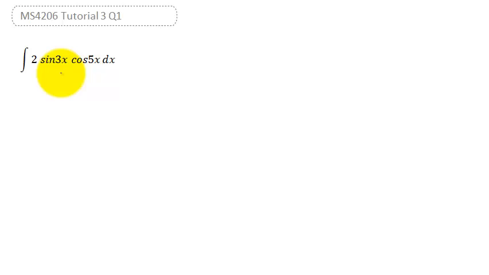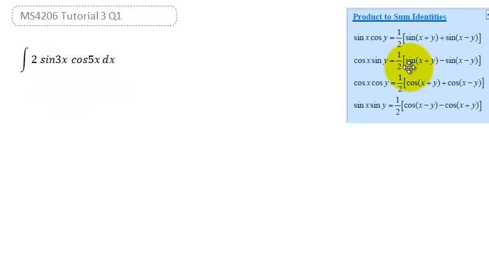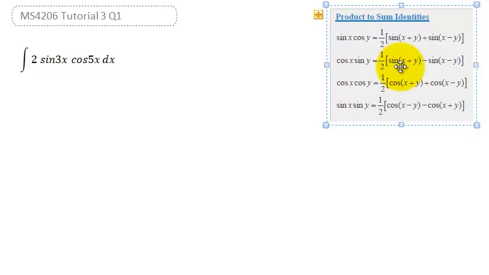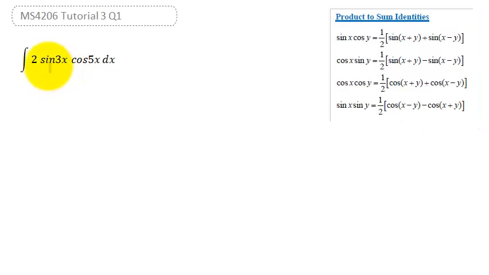In this example, I will show you how to integrate the product of two trig functions. Actually, you cannot integrate a product of functions, so I will have to reduce this to an addition or subtraction. I will use this formula, which is called the product to sum identities, to reduce the product of trig to a summation or subtraction of trig. So as you can see, this is a sine function multiplied by a cosine function.